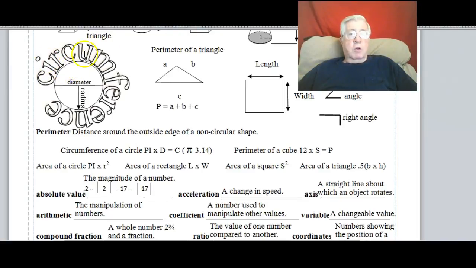We have a circumference, the area around the circle. Across the circle, diameter, half of the diameter, radius. Perimeter of a triangle. You have sides A, B, C. The perimeter, you add those up. Perimeter is A plus B plus C. When you have a square or a rectangle, you have the length and width.